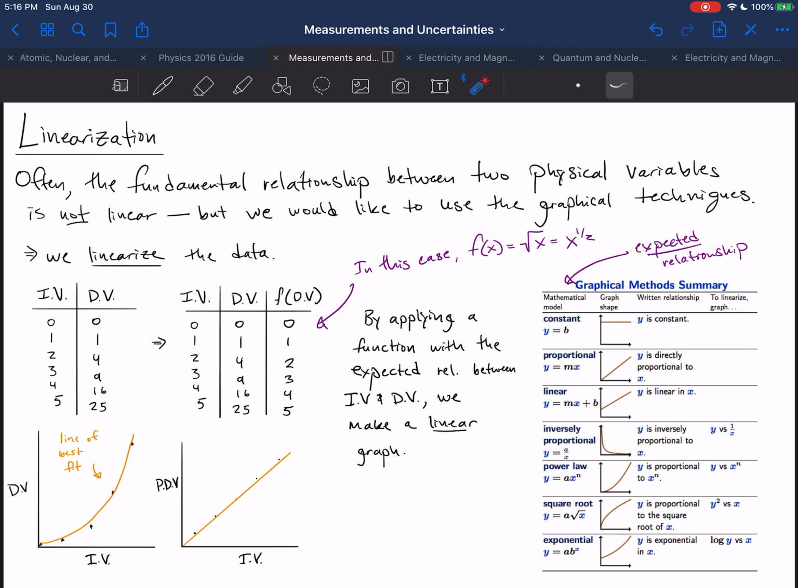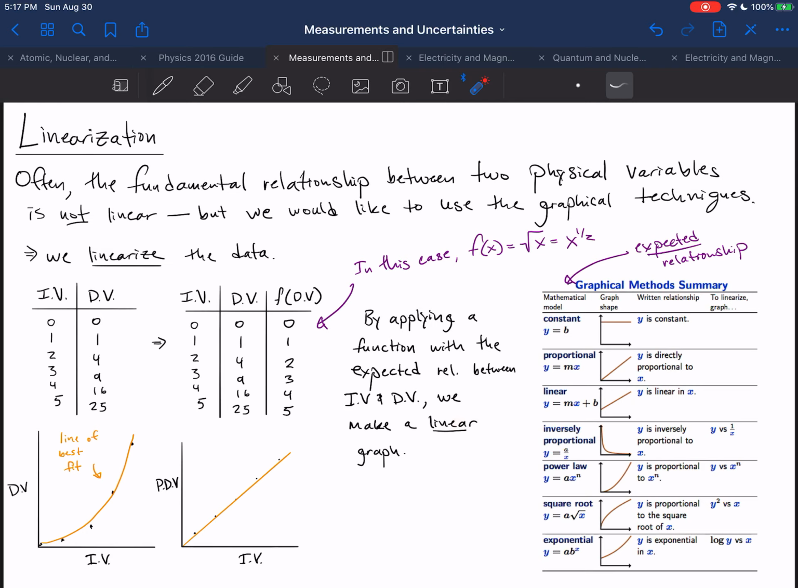So by applying a function with the expected relationship between the independent variable and the dependent variable, we make this linear graph, right? This can sound complicated, a little bit tricky, but it's really not too bad. So let's look at some examples, all right?